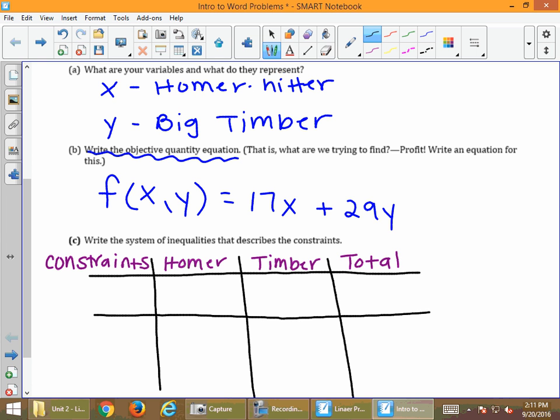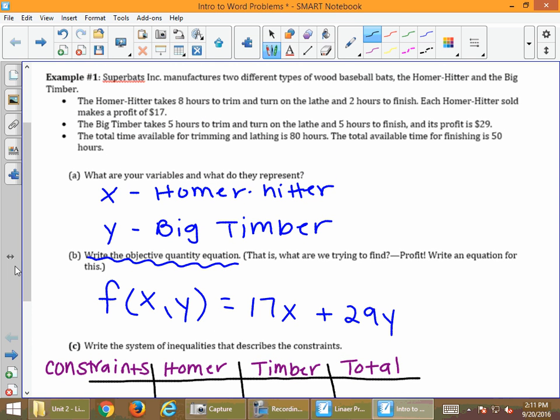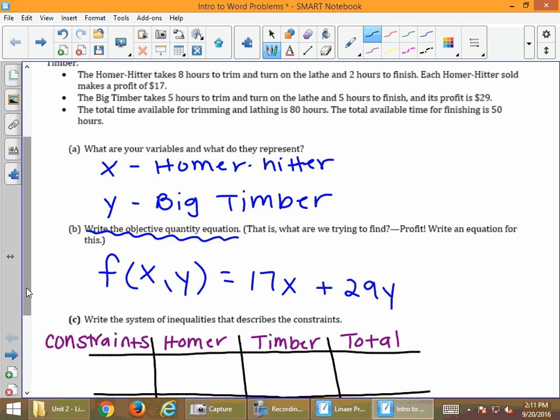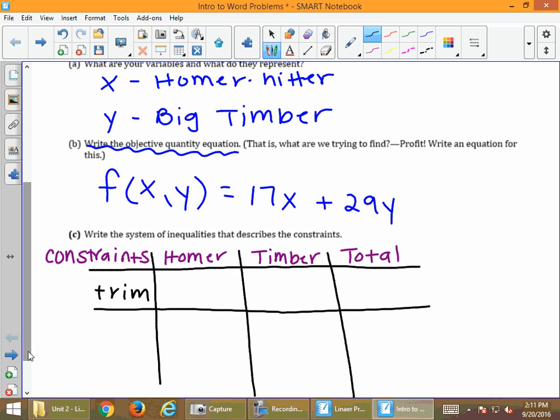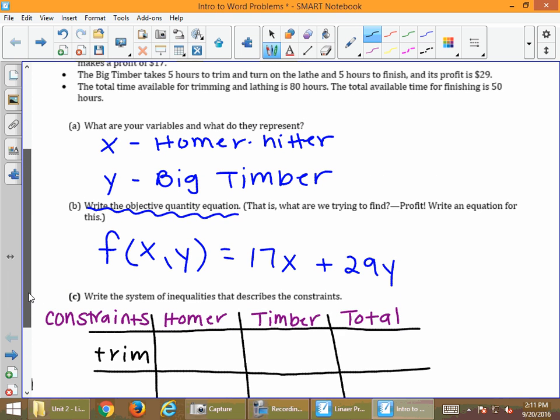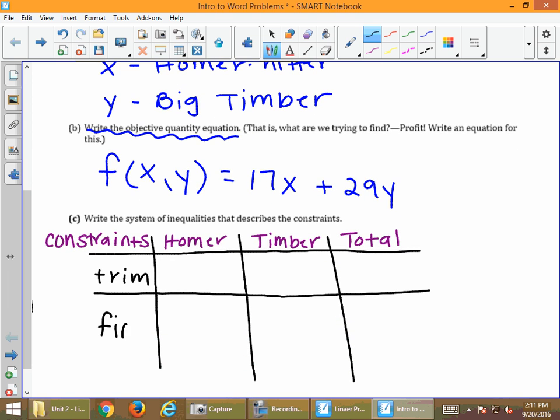Your constraints are what's limiting you. So then you have to go back into your word problem and figure that out. What is limiting your production? If you're reading through, what's giving you a limit so that you can't work unlimited hours and make as many things as you want to make? Yeah, the hours. Hours to do what? To trim is one thing. You can't trim forever. There's a limit on the hours you can trim. What else? Finish. There's also a limit on the number of hours it takes to finish. Those are your constraints.